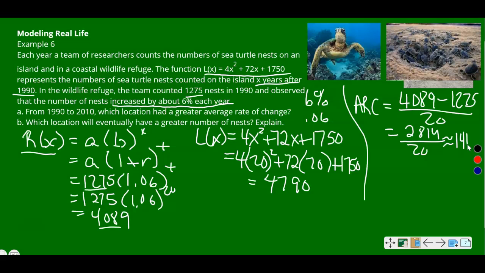All right, so what did I do? I did R of x first. So this is the average rate of change for R of x. And then I'm going to do the average rate of change for L of x, which is the island. So this is the average rate of change for L of x. And it's going to be 4,790 minus the initial value, which was 1750, because that's the y-intercept.